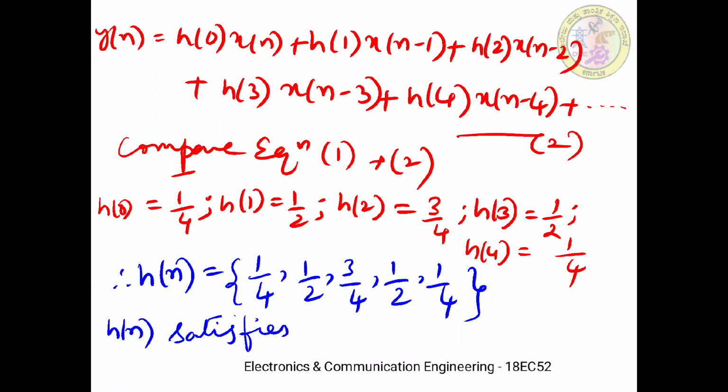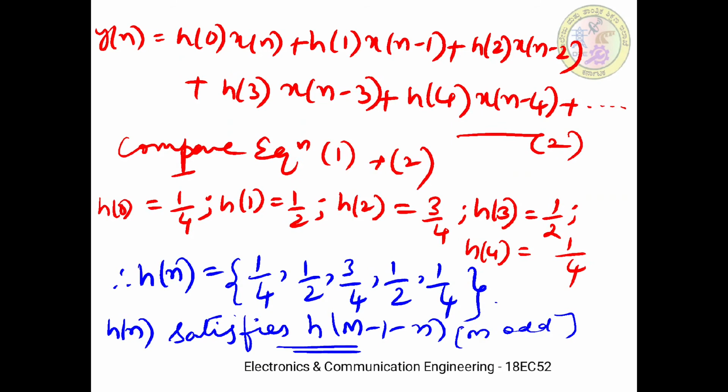Satisfies the symmetry condition. What is that condition? h of m minus 1 minus n. Okay, so why is it so? You can also see for which condition it holds when the length is odd. So, for the m odd condition, how does it satisfy the symmetry condition?